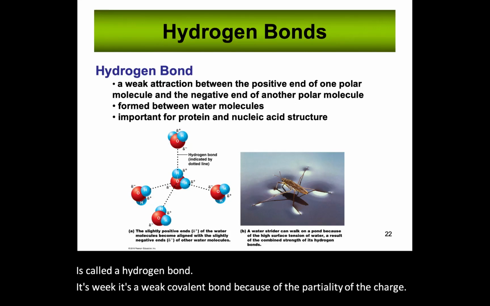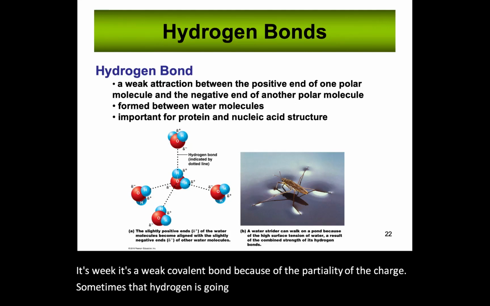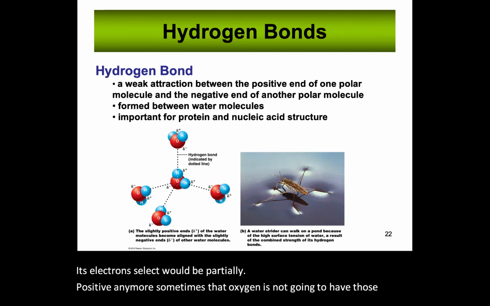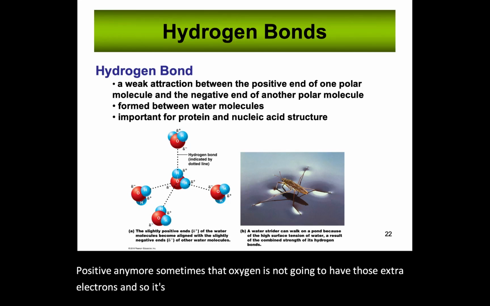It's a weak covalent bond because of the partiality of the charge. Sometimes that hydrogen is going to have its electrons. It's not going to be partially positive anymore. Sometimes that oxygen is not going to have those extra electrons, and so it's not going to be partially negative.